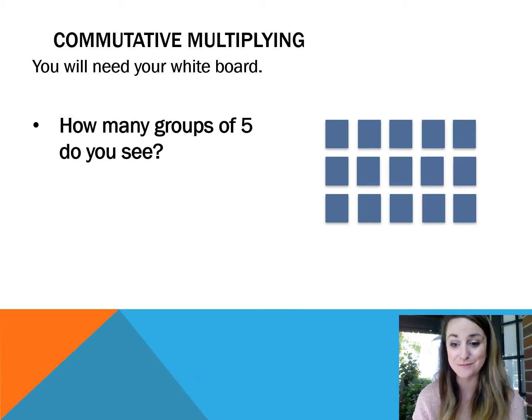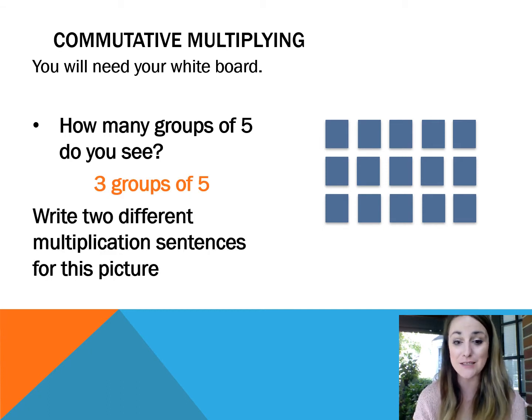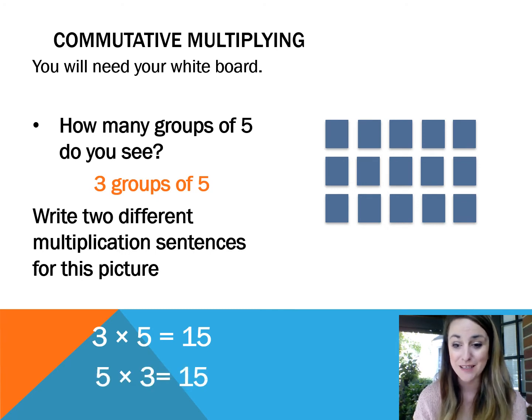Let's try another one. Reset your board. How many groups of 5 do you see? We see 3 groups of 5. Let's write 2 different multiplication sentences for this picture. You can write 3 times 5 equals 15, or 5 times 3 equals 15. It's like saying 3 groups of 5 or 5 groups of 3. And both of them have a total of 15.